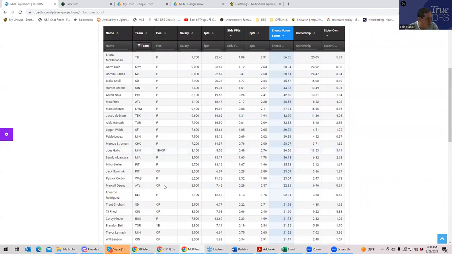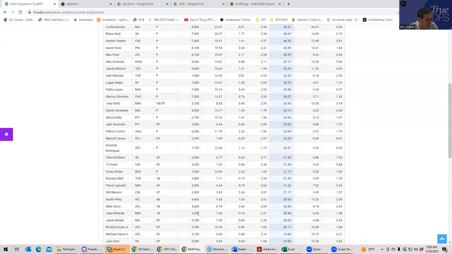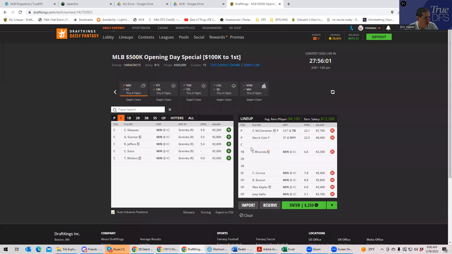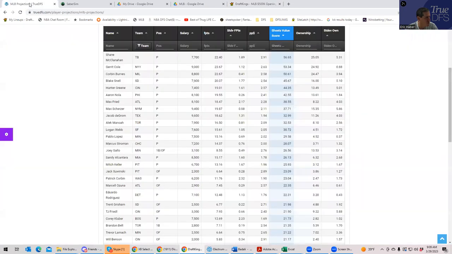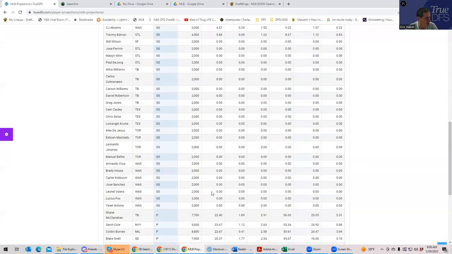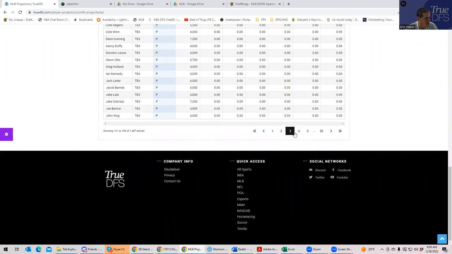So you see Mark, you see Ozuna at 2,900, very, very strong value score here at 20. Then you have Grisham, you have Friedel. These are all outfielders. And you could just go through these and pick your one-off based on value score, and where's my lineup? You want to start with a catcher, a second baseman, third baseman. So what you could do is just sort by catcher, for example.